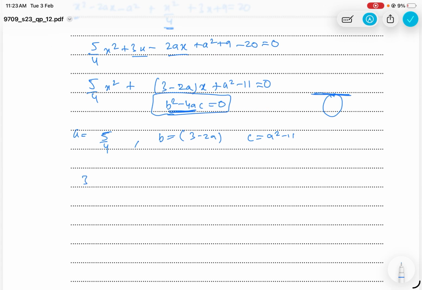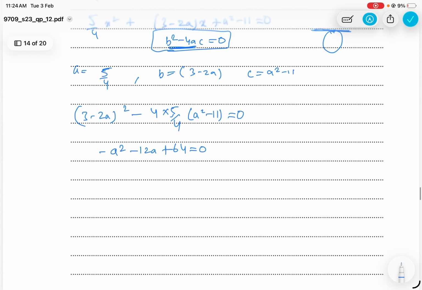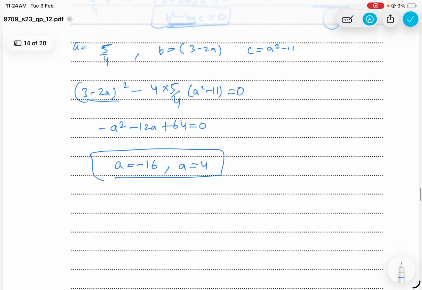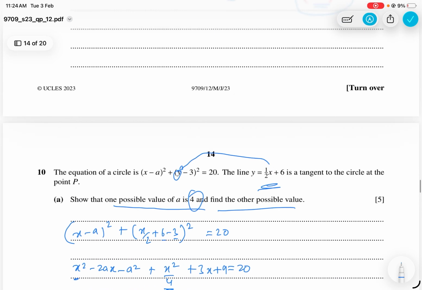We will have 3 minus 2a whole squared minus 4 times 5 by 4 times a squared minus 11 equals 0. Okay, let's solve this and we will have minus a squared minus 12a plus 64 equals 0. All right, expand it and solve. And then you will have a equals minus 16 and a equals 4. These are the two possible values of a. And what we have to prove? That one possible value of a is 4. We have proved it, learners.